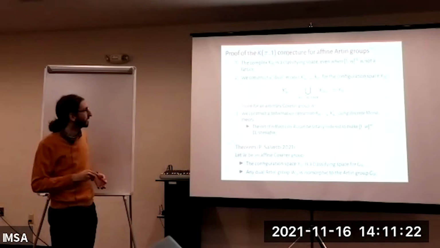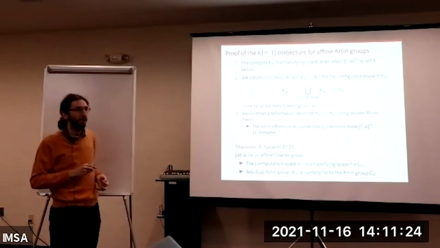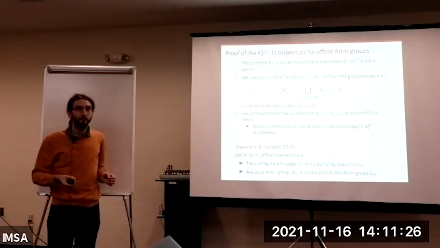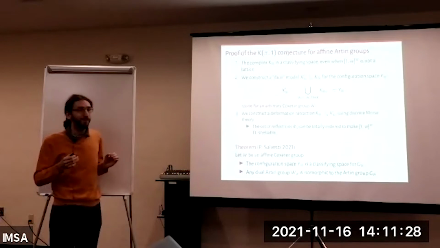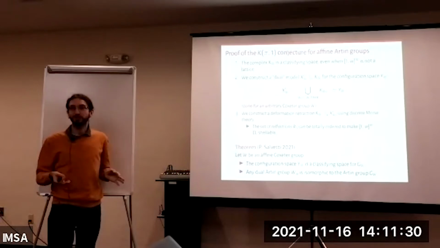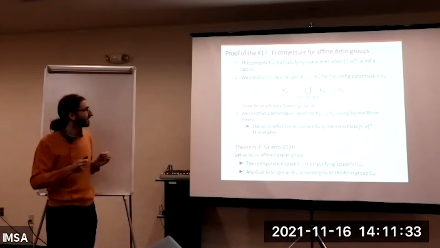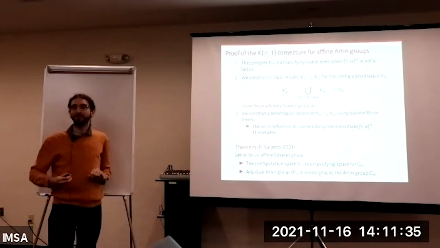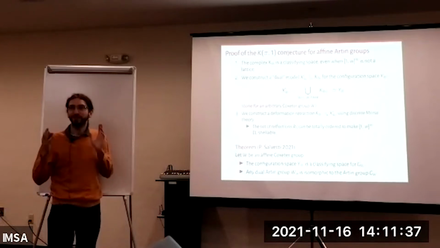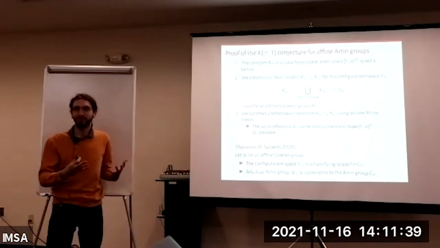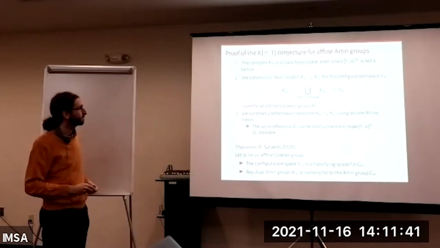So instead, this KW is indexed by objects in the Coxeter group. So I can tell you the cells of this complex. It's something even my computer understands.